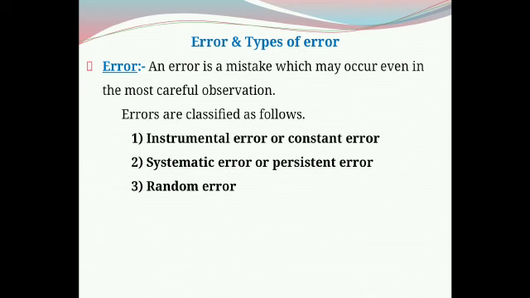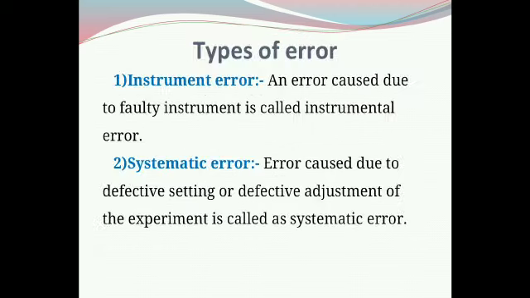First is instrumental error, also called constant error. Second is systematic error, also called persistent error, and third is random error.